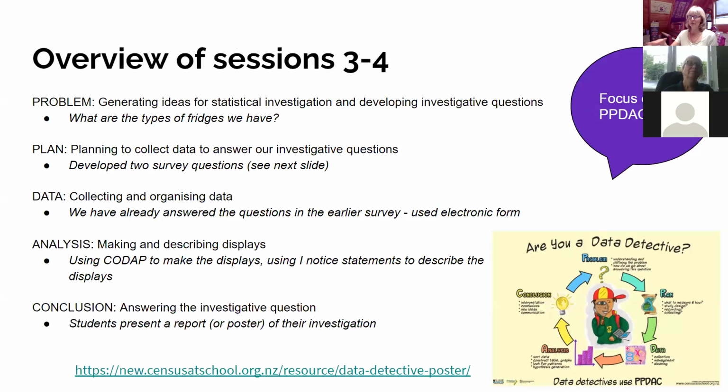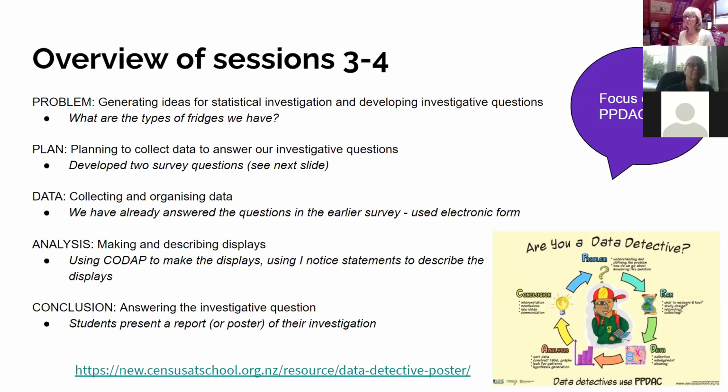So within the unit of work, when you go in, you'll see that these headings are used. So we start off with a problem. And then for the little activity we're going to do, the problem I'm going to explore is what are the types of fridges we have. And then we talk about the plan. So the students will generate their own questions with your help, but we're going to just do one of them. And then we look at the plan. So we've developed 2 survey questions, which we'll have a look at in a minute, but you've already answered them, so you're aware of them. And then it talks about how you might collect the data. So they might collect that using pen and paper, or they might do it electronically.